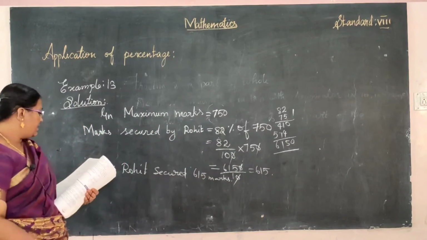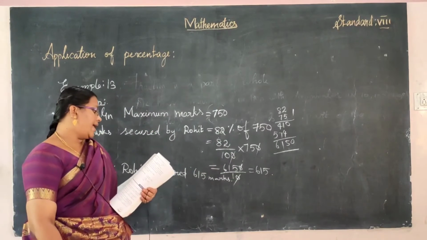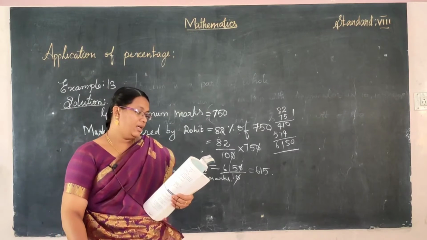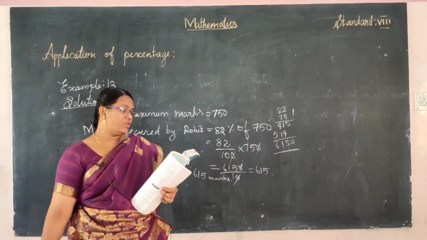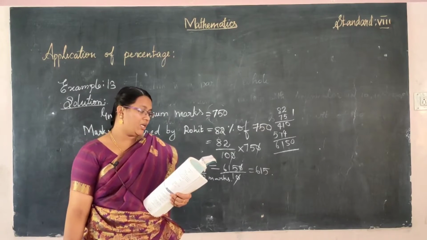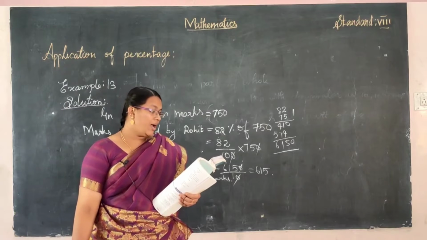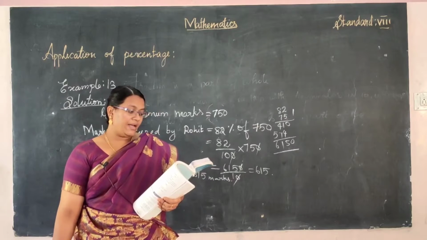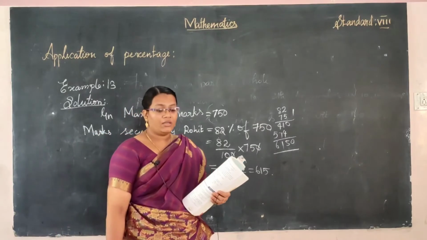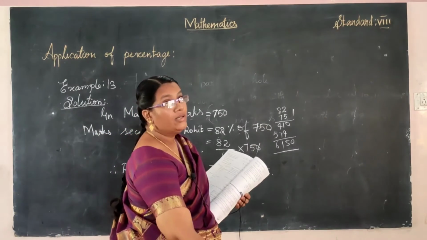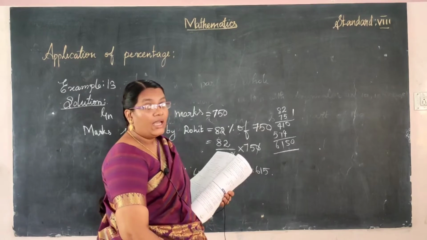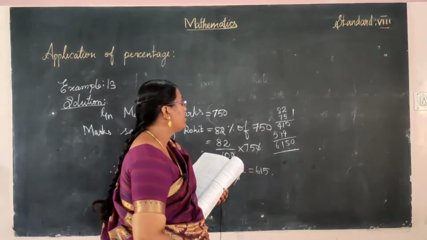Right. And the next example: a fruit seller has 1200 fruits of different kinds. Different kinds means different fruits. 25% of them are bananas, 35% are oranges, and the rest are mangoes. Find the number of fruits of each kind. So here all the data is in percentage. We have to find the quantity of each kind of fruit.